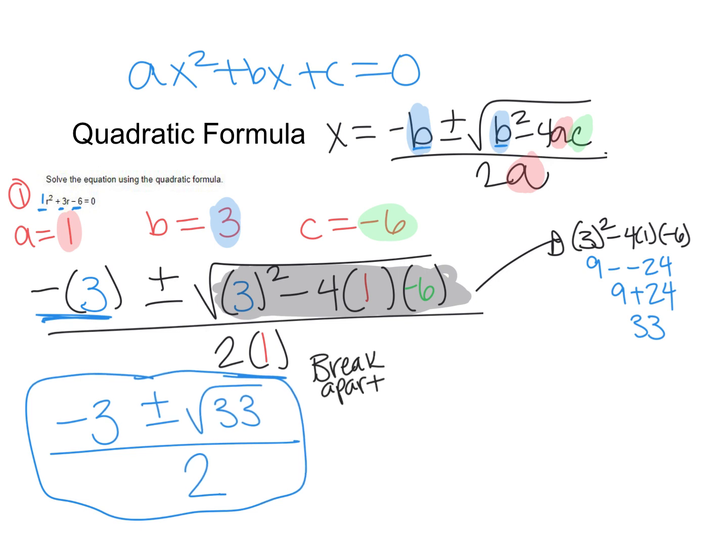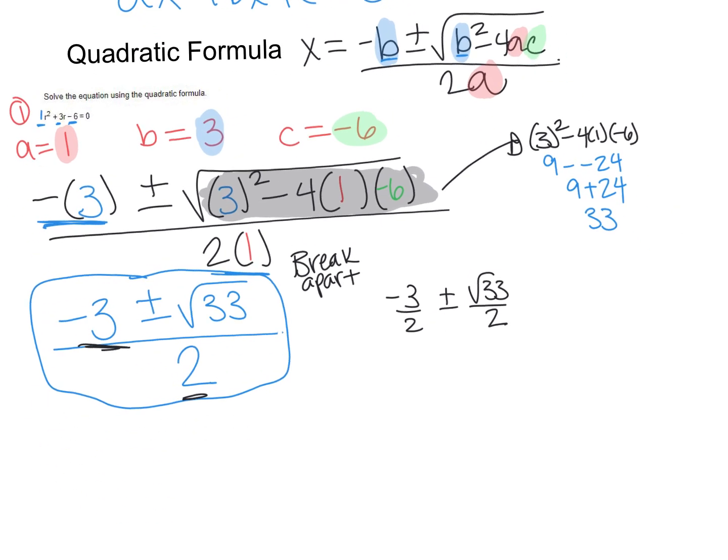So I'm going to break this apart just like we did before. I'm going to put the negative 3 over 2. And then I would have plus or minus the square root of 33 over 2. And if I could reduce these numbers, and if there was a number on the outside and I could reduce it, I would. But I can't. There's nothing else I can do here.